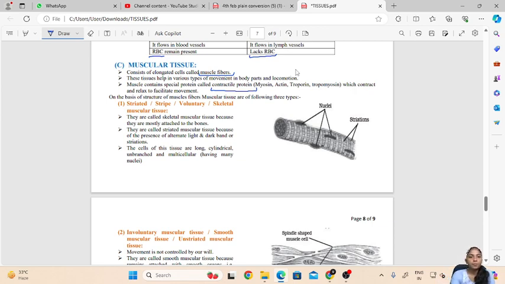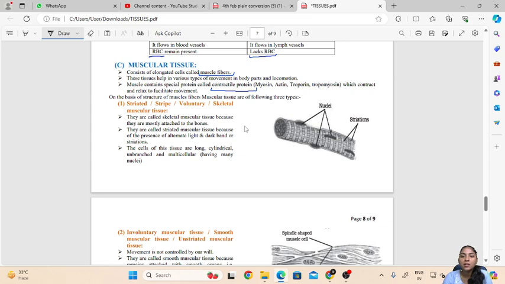Now the first type of muscular tissue is the striated, striped, voluntary or skeletal muscular tissue. Now these are called skeletal muscular tissue because they are mostly associated with the bones or the skeleton of the body. These muscles are usually attached to the bones, so they are called skeletal muscular tissue. Then they are called striated muscular tissue because of the presence of alternate light and dark bands or striations.